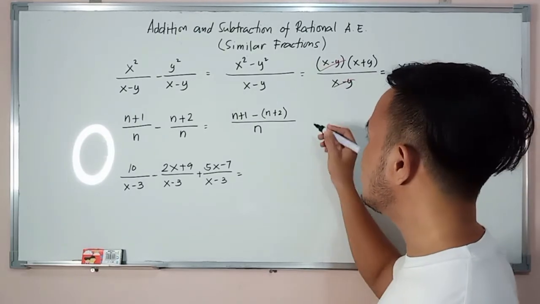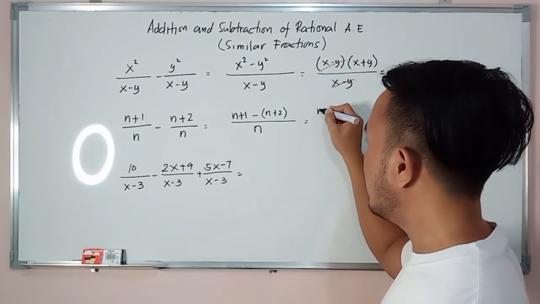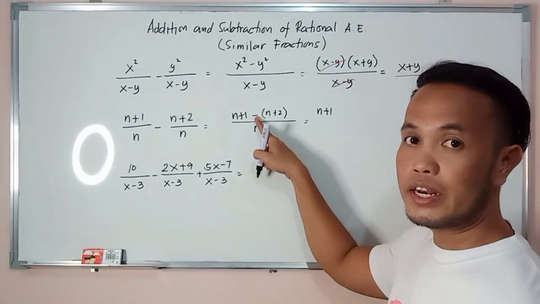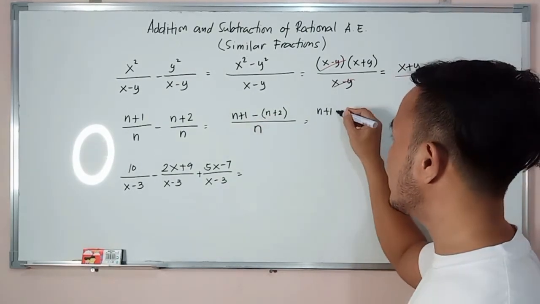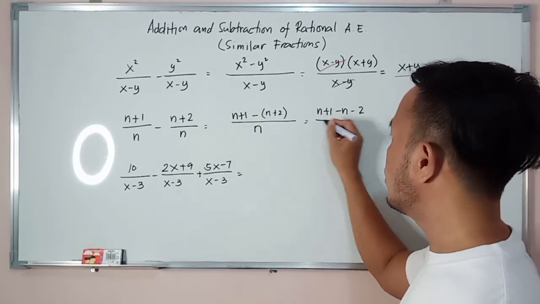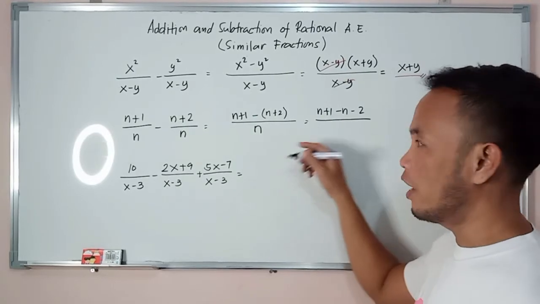Okay, so we copy n plus 1, then n, then we have here the negative times positive, we have negative n, the negative times positive, we have negative 2. We copy over n.